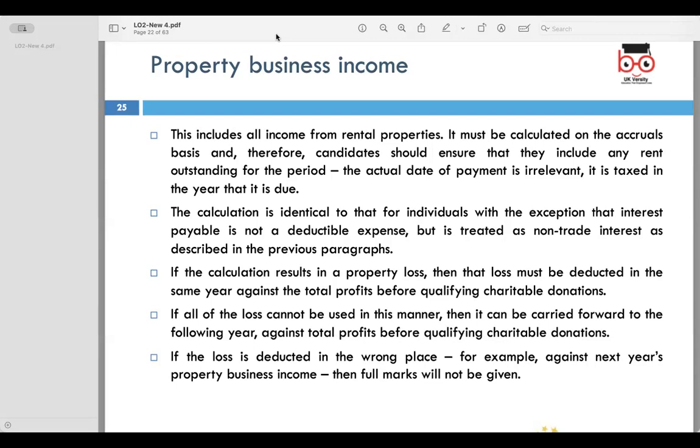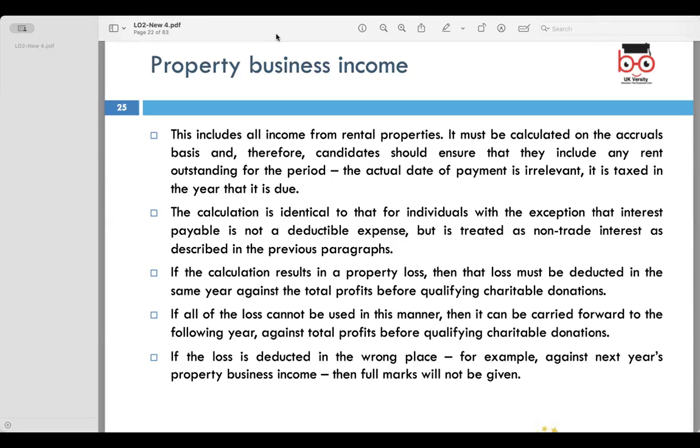If you are an individual, the calculation is the same. The only difference is the interest due is not a tax deductible cost because it is non-trade interest, which was talked about in the paragraphs before this one.